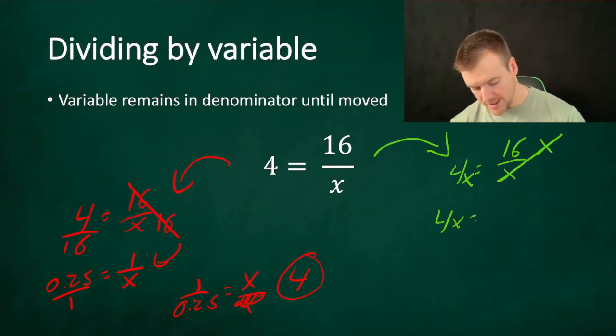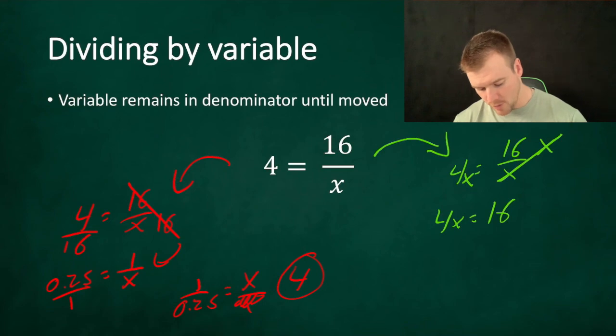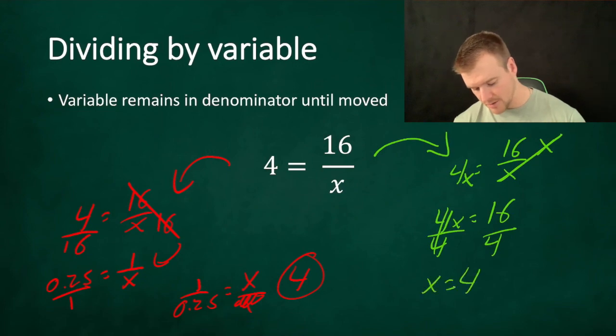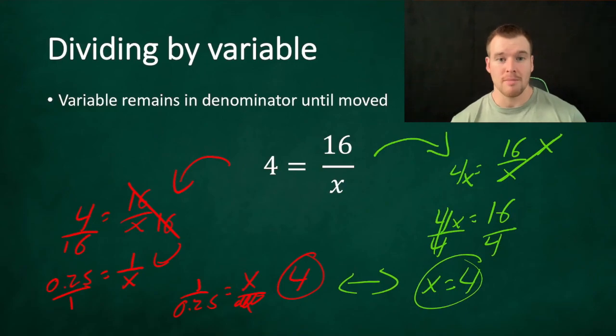Now I have 4x is equal to 16. We've done questions like this. They're much easier. How do we get rid of the 4? Well, it's timesing by x, so we divide by 4. Divide by 4 on both sides. We have x is equal to 4. Again, you get the same answer both ways. Whichever one you like better, you can do.